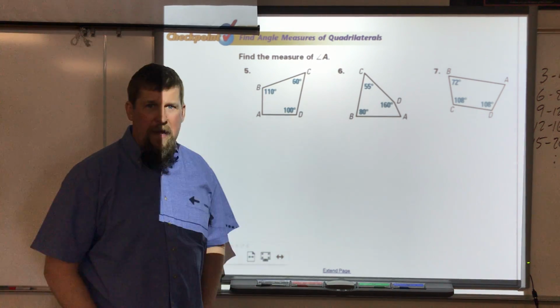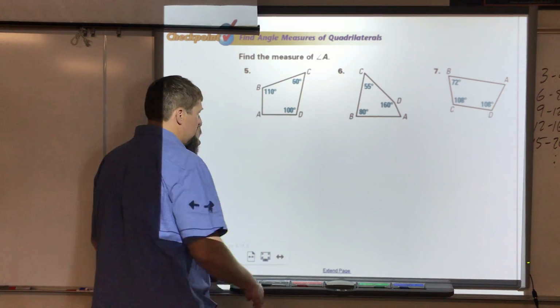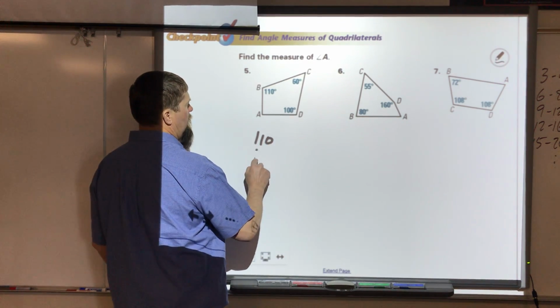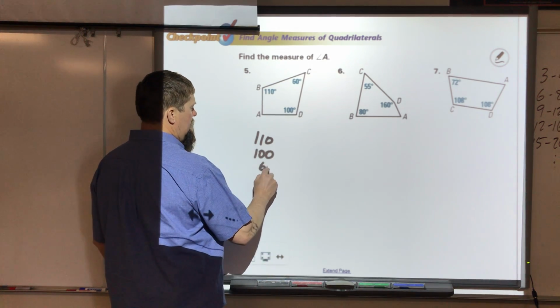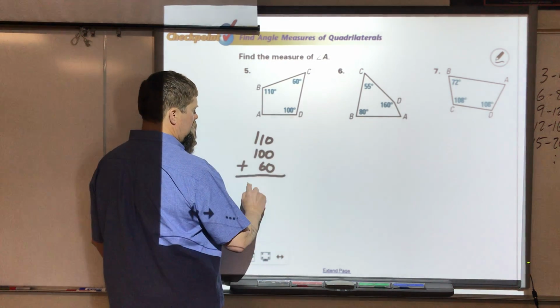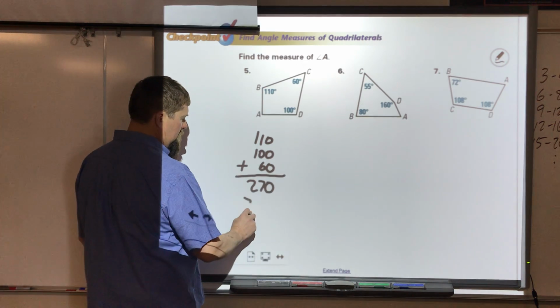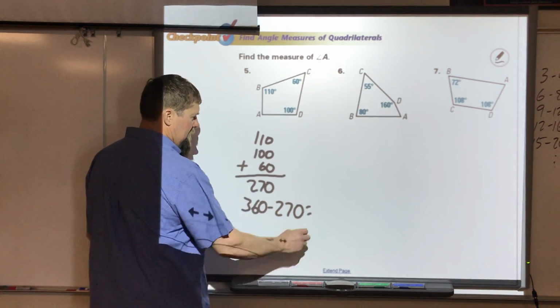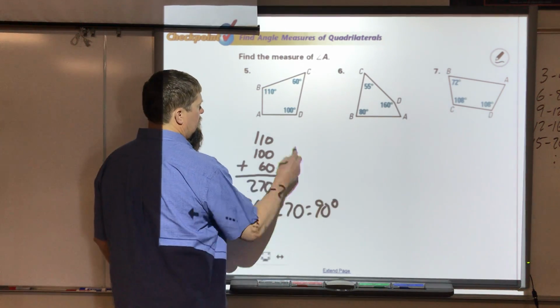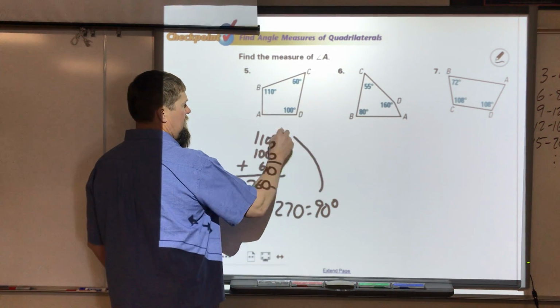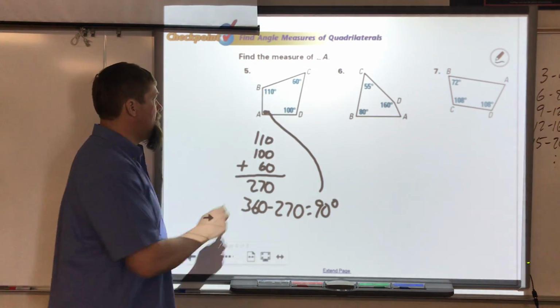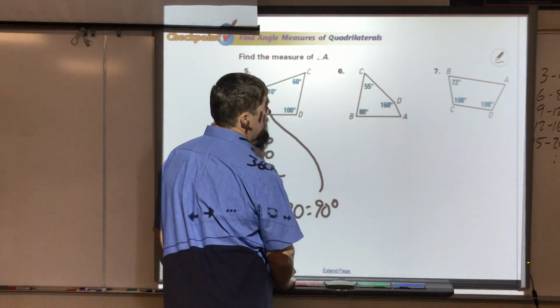Okay, again, welcome back. Hopefully you tried them. In this case, we've got 110 plus 100 plus 60. This is 270. When I take 360 and I minus 270, I get 90. So A is 90 degrees. A is 90 degrees because then they all add up to 360. Okay?